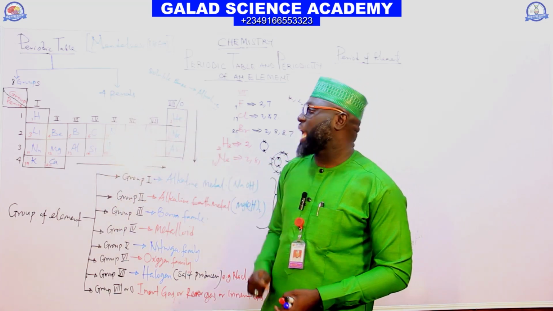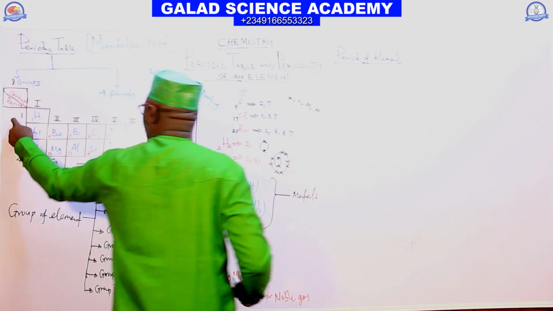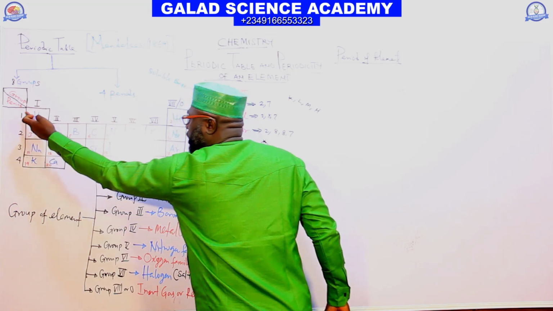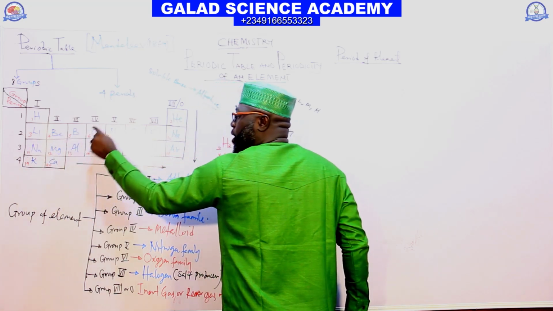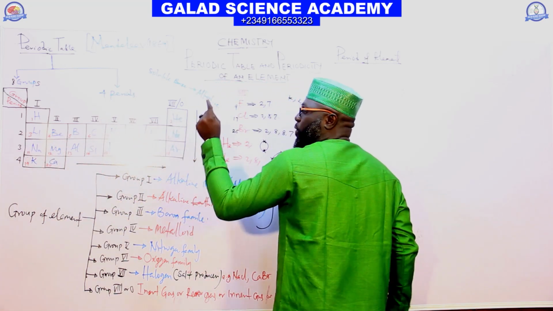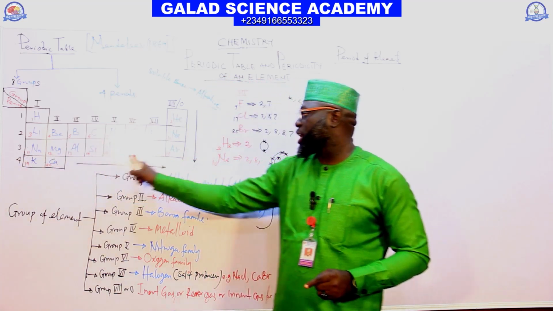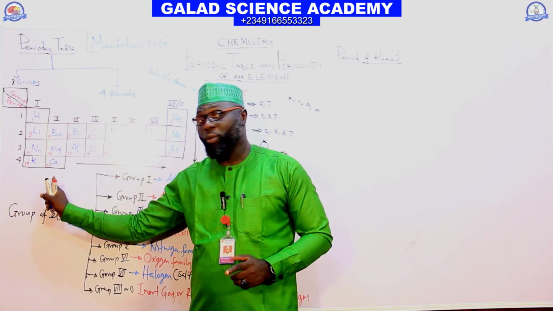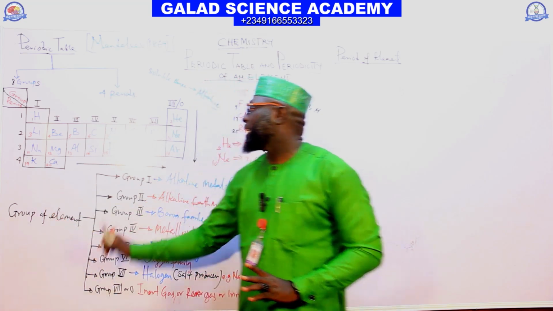In terms of period, this is the first period, second period, third, fourth. The first period has hydrogen and helium. Second period, we have lithium, beryllium, boron, carbon, nitrogen, oxygen, fluorine, neon. Third period, we have sodium, magnesium, aluminum, silicon, up to argon. The fourth period has potassium, calcium for the basic periodic table. Yes, that is the period.